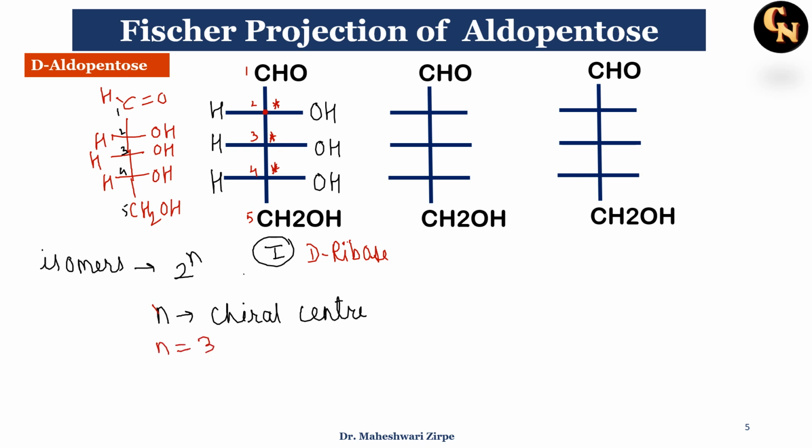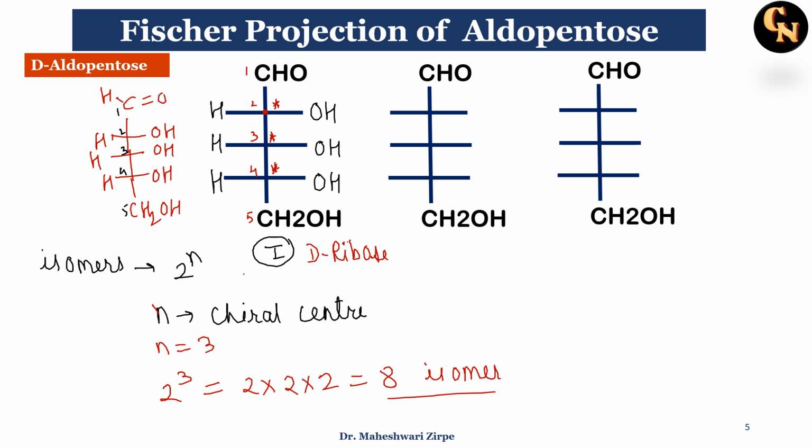Now if n is equal to 3, the formula becomes 2 raised to 3, which is 2 into 2 into 2. That means 2 to the 4, 4 to the 8. 8 isomers we will be getting for this molecular formula, that is a carbohydrate containing a 5 carbon chain. So here how many isomers should we get for aldopentose? We should have 8 isomers.